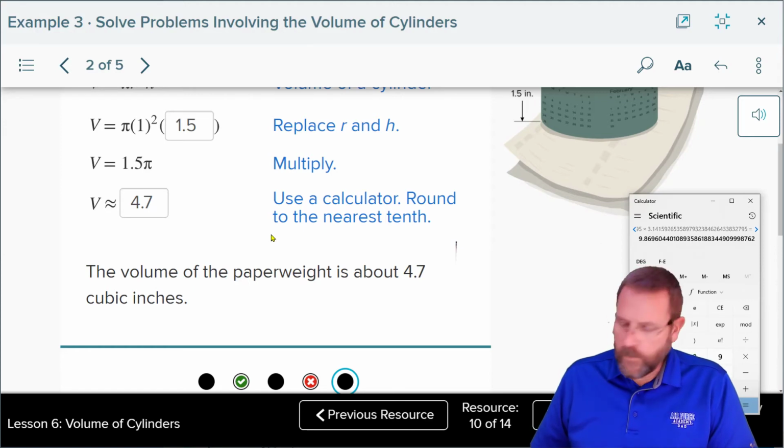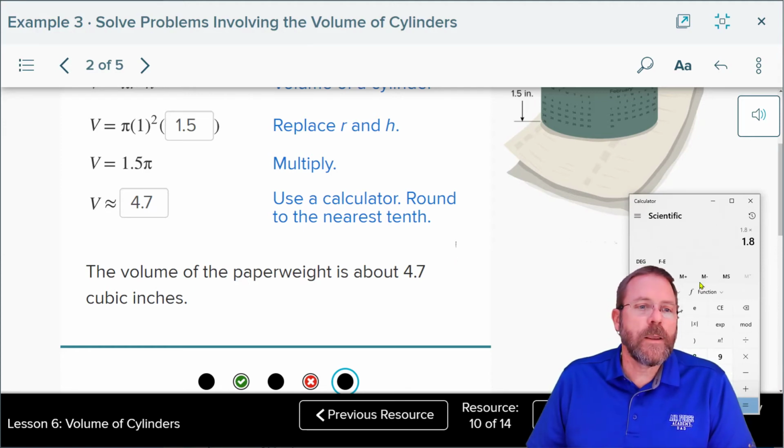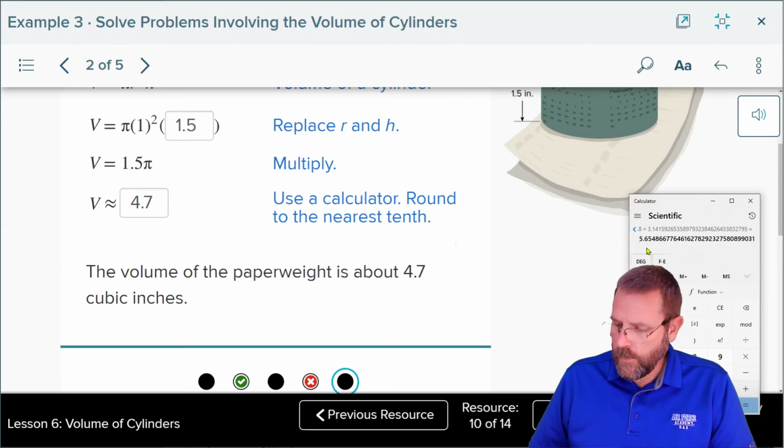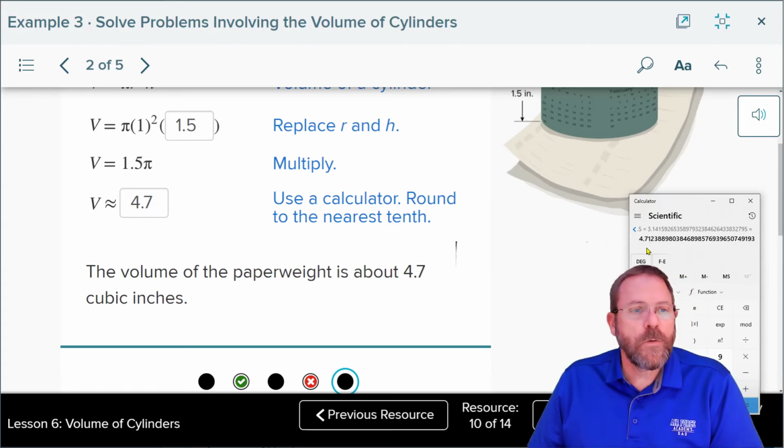I think I typed something wrong there. Let's try that again. 1.5 times pi equals... still got a different number. All right, I don't know why it was wrong. Now I typed it in again and it did come out to 4.7. So we're going to use 4.7 for the volume of that cylinder for right now.